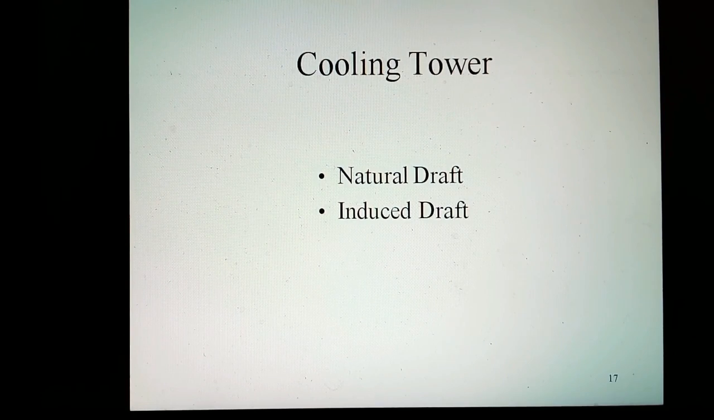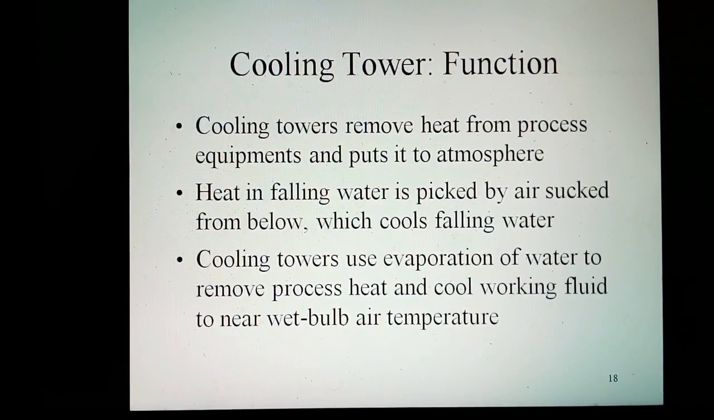Cooling towers. There are two types of cooling towers: natural draft and induced draft. Cooling towers are heat removal devices used to transfer process waste heat to the atmosphere. Cooling towers may either use the evaporation of water to remove process heat and cool the working fluid to near the wet bulb air temperature, or, in the case of closed-circuit dry cooling towers, rely solely on air to cool the working fluid to near the dry bulb air temperature.